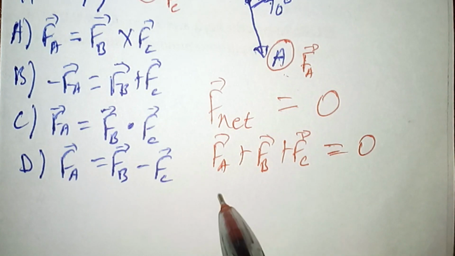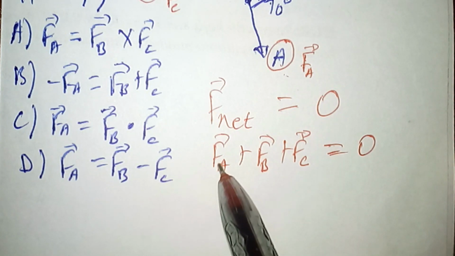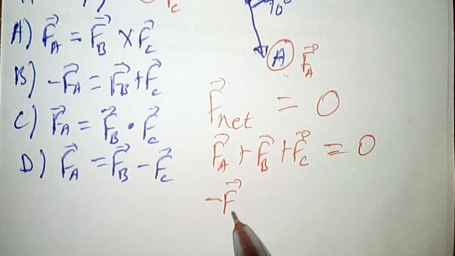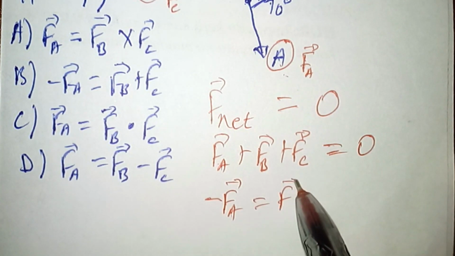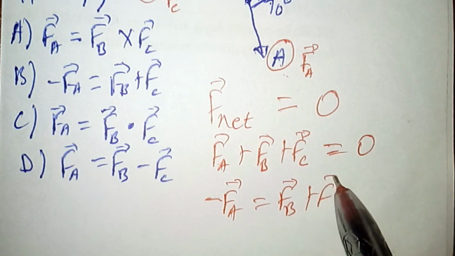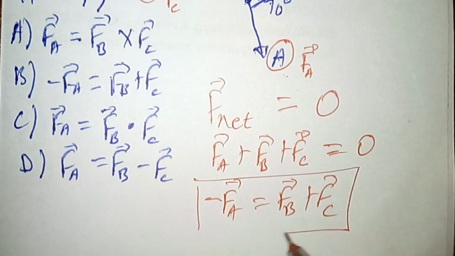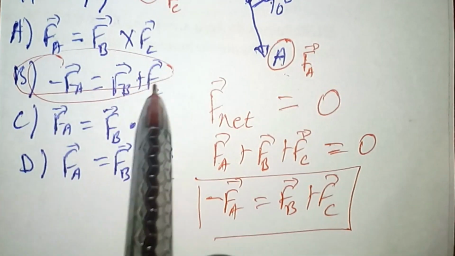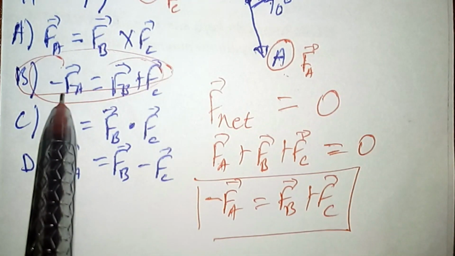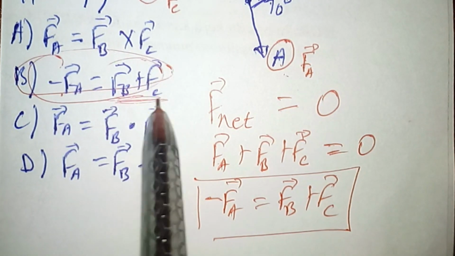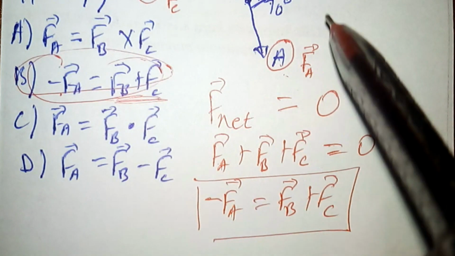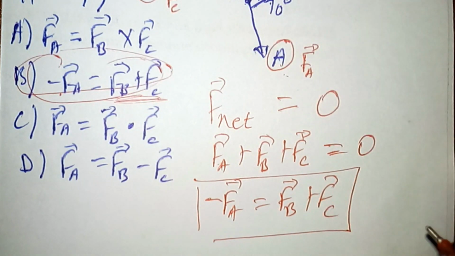This means that we can find the force of Abrahat by transferring it to the other side. So minus Fa is equal to Fb plus Fc. Among the given alternatives, the correct answer is written on alternative B. That means the negative of the force of Abrahat is equal to the vector sum of the force of Baruch and the force of Chalto acting on the box if the box is in equilibrium.